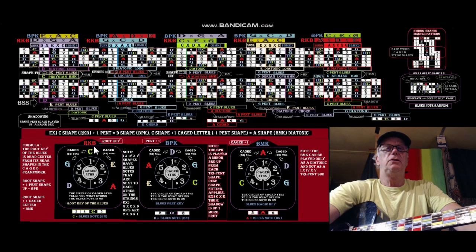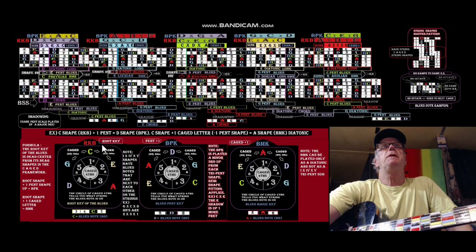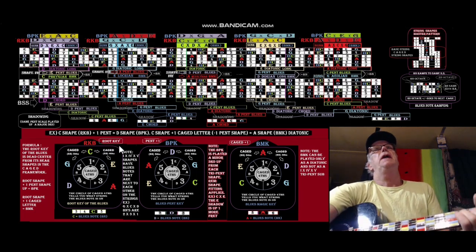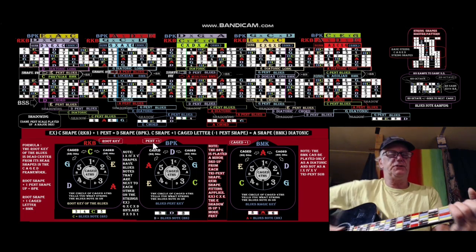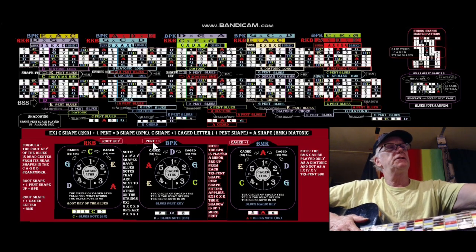RKB, root key of the blues pent key where we play a pentatonic scale, and then the blues magic key where we play a diatonic scale. And remember that the relationship between the 3 keys is that the root key of the blues is your root shape. Let's say this is a C shape, so of C pentatonic scale.